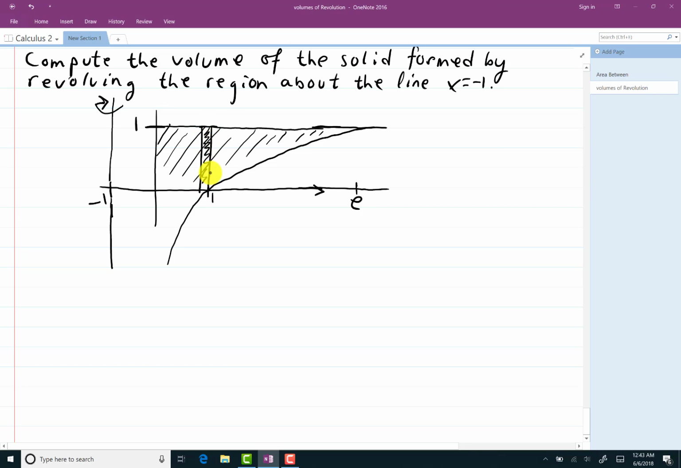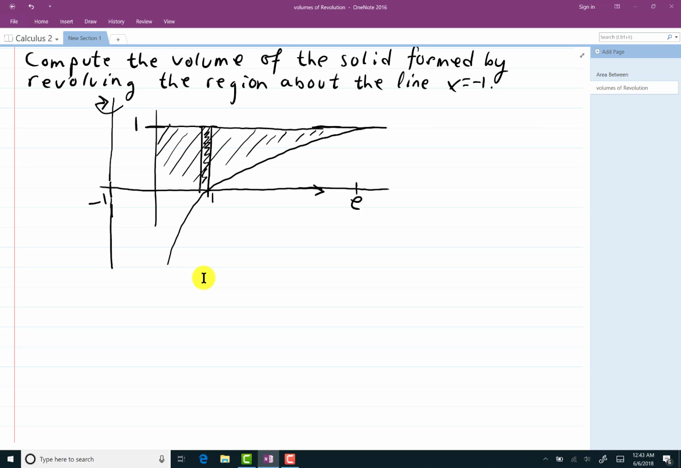Well, we did that as long as we were going around a horizontal line. We would get a washer shape or a disc shape or something like that. That's not what I want. What are we going to do now? Well, what we can do is this.